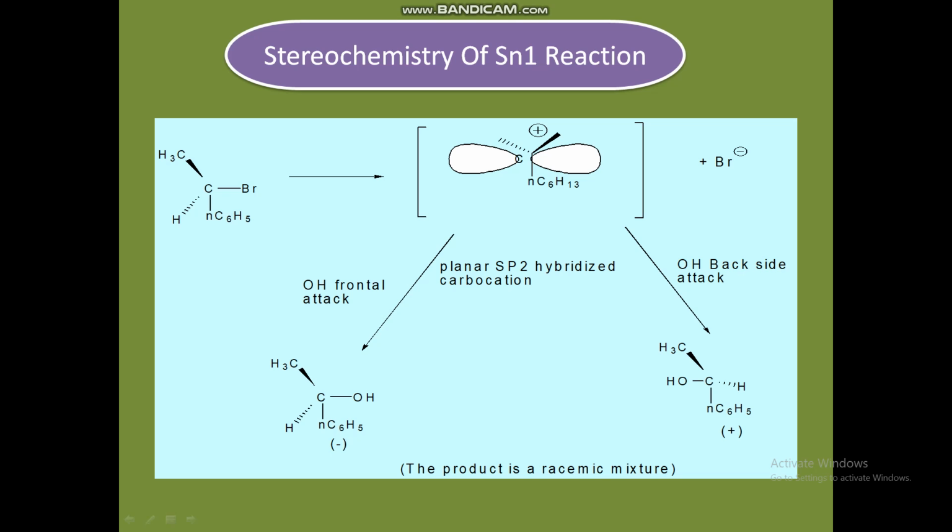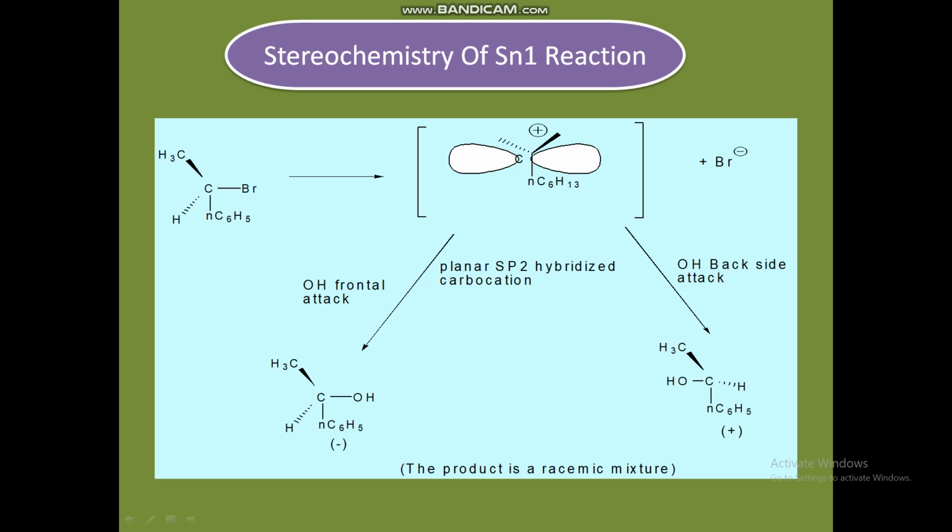First, the optically active starting compound undergoes ionization, and we get the planar structure formed with the elimination of the bromide ion. That planar structure is an sp2 hybridized carbocation. It produces the racemic final product after attack takes place from both sides. So the attack of the nucleophile on this carbocation at either lobe of the vacant p orbital can result in the formation of the final product.